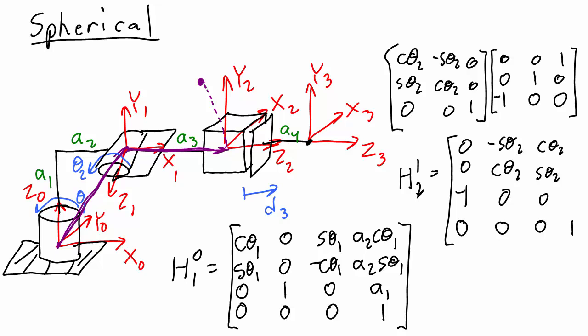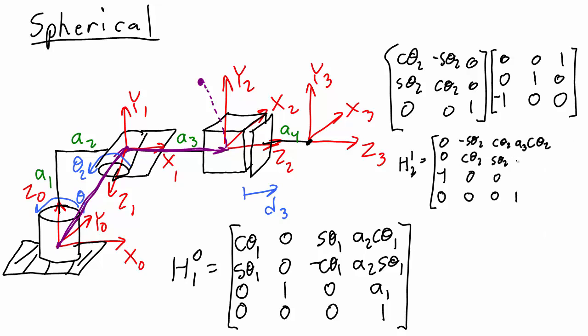x1, y1. The x component of that vector, this component, is going to be equal to A3 times the cosine of theta 2. The y component of the vector will be A3 times the sine of theta 2. And there is never any z component of this vector, no matter what the rotation theta 2 is. So that becomes a 0. And here we're done with H1, 2.